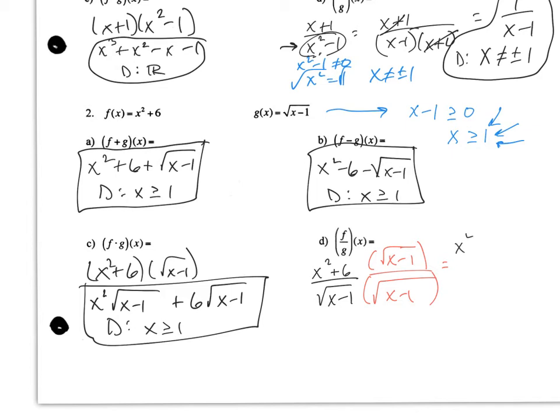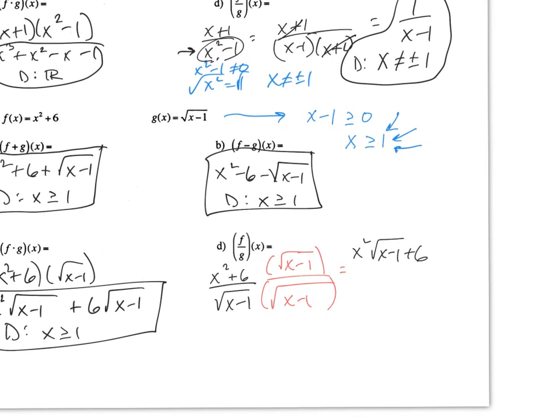So this is x squared times the square root of x minus 1 plus 6 times the square root of x minus 1. And the denominator is just plain old x minus 1. Well, this denominator has the restriction as x is greater than or equal to 1. Our answer is a new denominator. There's no radical. So I have to come up with my new restriction. So x minus 1 is not allowed to equal 0 because there's no radical there. So then we get x cannot equal 1.